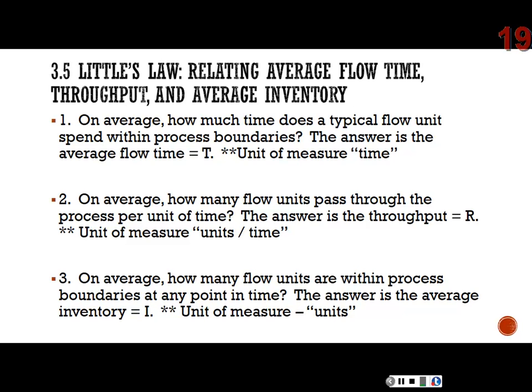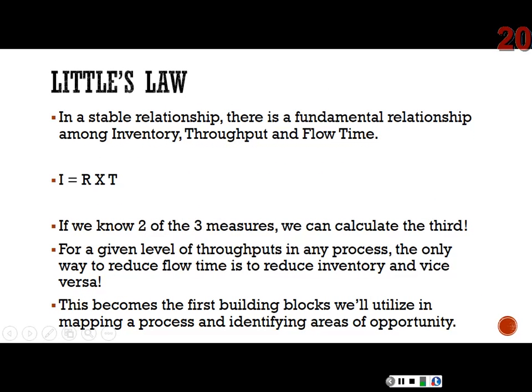Okay, and so that should be your clues as you're reading the problems to be able to look at that and go, okay, well, if you're talking about units per time, you're talking about throughput. If you're talking about time, you're talking about if it's minutes, if it's an hour, whatever. If it's just time, then it's the capital T. Okay, and so then inventory is on average how many flow units are within the process boundaries at any point in time. And the answer to that is the average inventory. So Little's law says in a stable relationship, there is a fundamental relationship among inventory, throughput, and flow time. If we know 2 of the 3 measures, we can calculate the third.